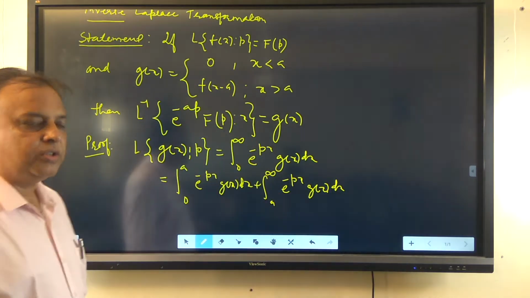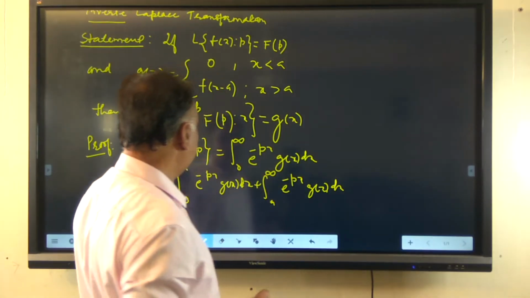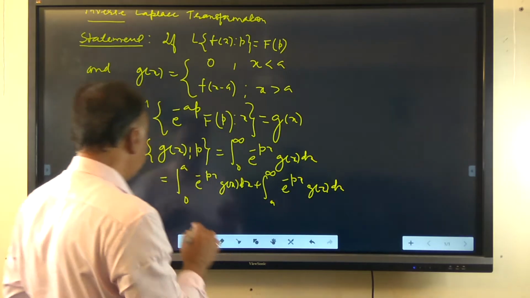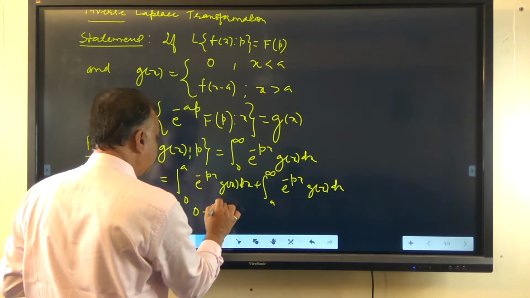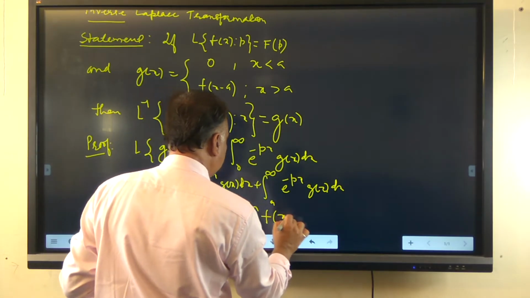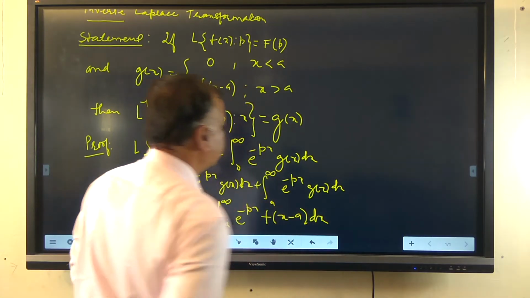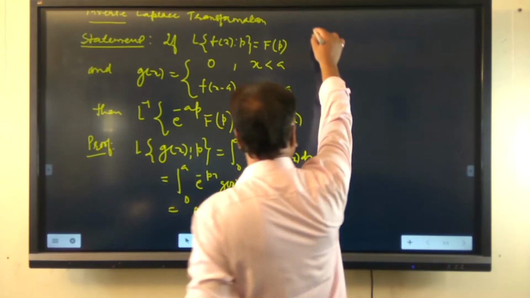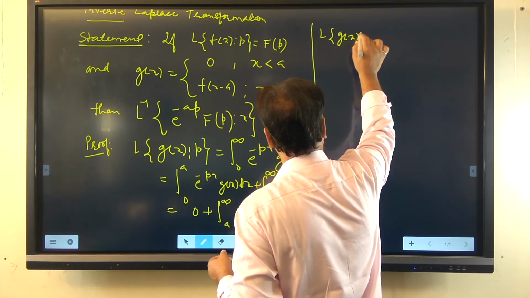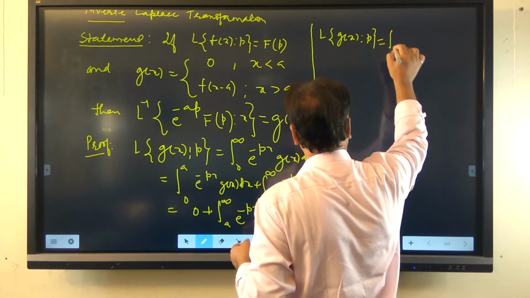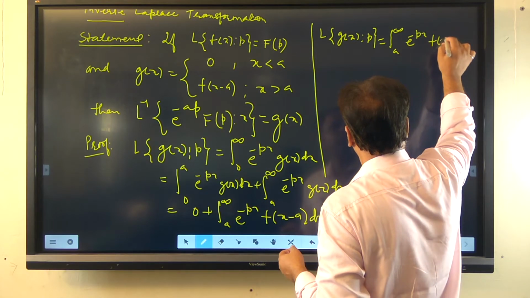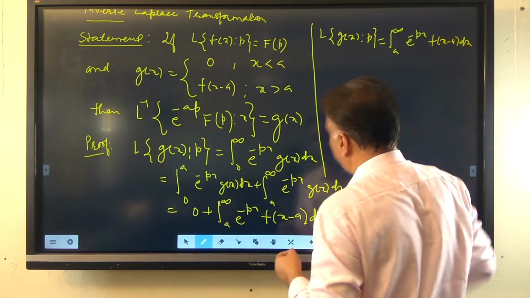But the function g(x) is defined as 0 in the interval 0 to a, and it is equal to f(x minus a) if x is greater than a. So we write it as 0 plus the integral from a to infinity of e raised to minus px f(x minus a) dx. So if we solve this, we get the Laplace transformation of g(x) with respect to p is equal to the integral from a to infinity of e raised to minus px f(x minus a) dx.